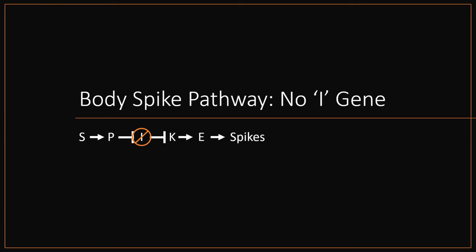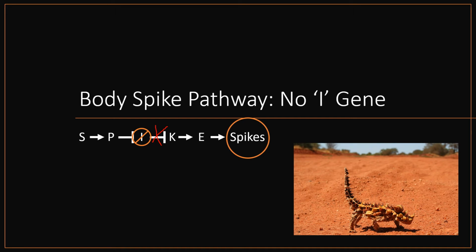So what would happen if we didn't have an I gene in our pathway? Without the I gene, that means we are no longer inhibiting K, which means K can promote E, which can give us the spikes. So we would have a spiked lizard.